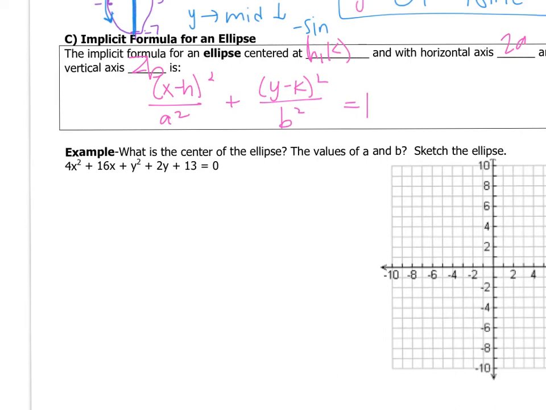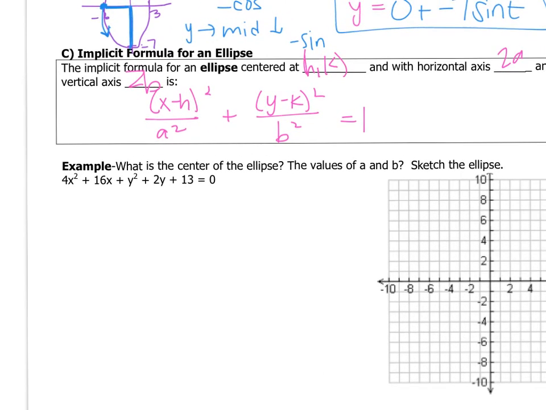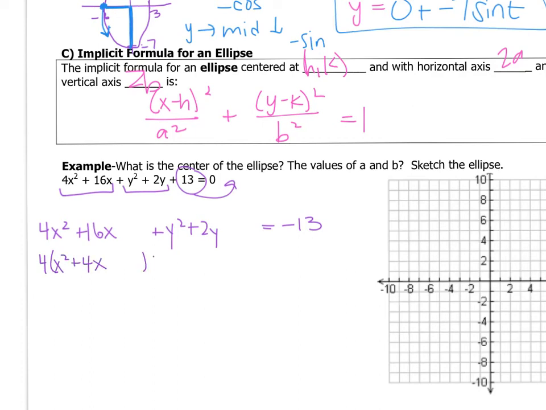What we are going to do is group the x terms, which they pretty much already are, group the y terms, and then I like to move my constant to the other side. So I have 4x squared plus 16x, I'm going to leave some space, plus y squared plus 2y, I'm going to leave some space, equals -13. Now, the other thing that I need to do also, because I have that leading coefficient, I do need to factor that out before we complete the square. We don't need to do that with our y's.